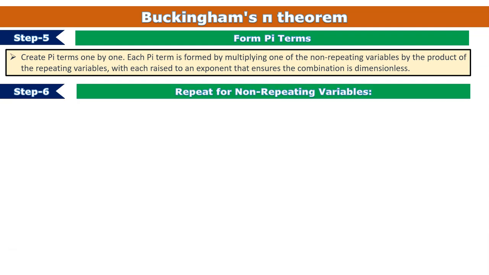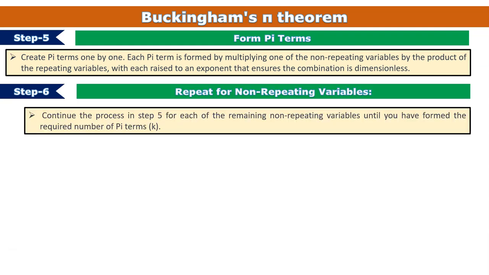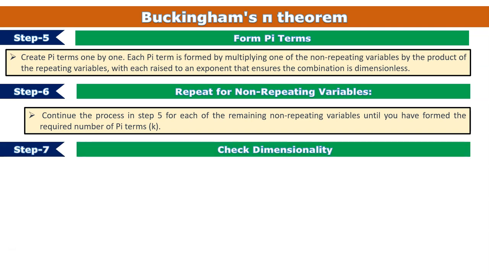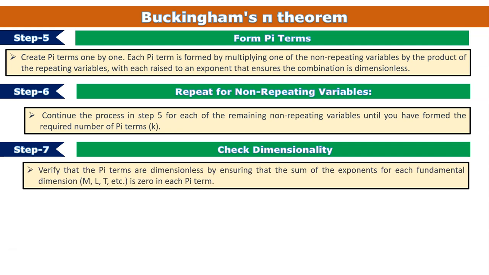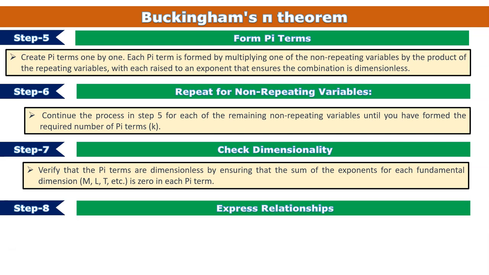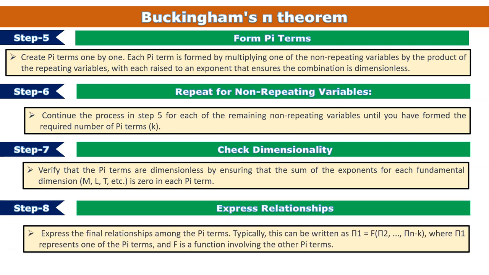So step number 6, repeat for each non-repeating variable. Continue the process in step 5 for each remaining non-repeating variable until you have formed the required number of pi terms. Step number 7, check dimensionality, which means whatever pi term we get, we have to check whether it is dimensionless or not. And step number 8, express the relationship. Whatever pi terms we get, one pi term will be a function of the other pi terms. So that is the relationship.